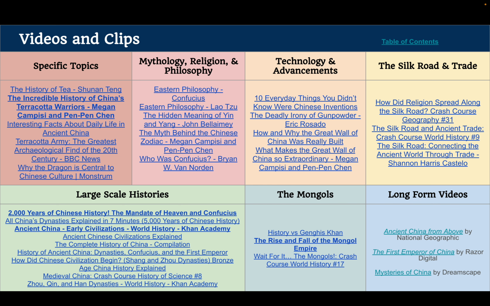We have the large scale histories down on the bottom. These are going to be the videos that are like an encyclopedia in video form. They're going to cover 2,000 years or more of Chinese history, or massive swaths of an era, right? Then we have a whole bunch of other videos that are more specified, right? Like some are about mythology, some are about just the Silk Road. I found a whole bunch of stuff just on the Mongols. And there's other long form videos, those are your documentaries and stuff like that.